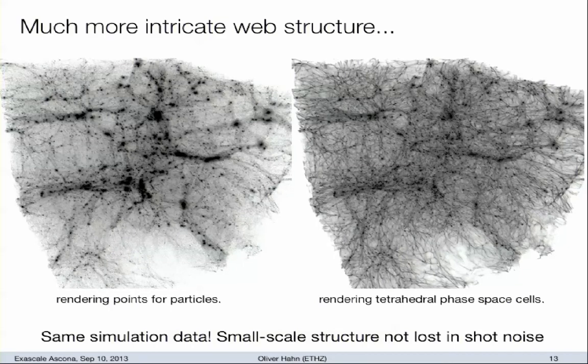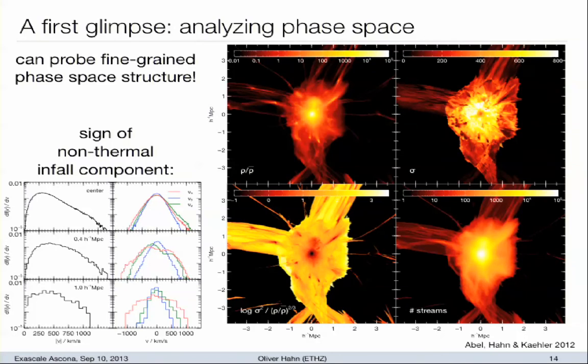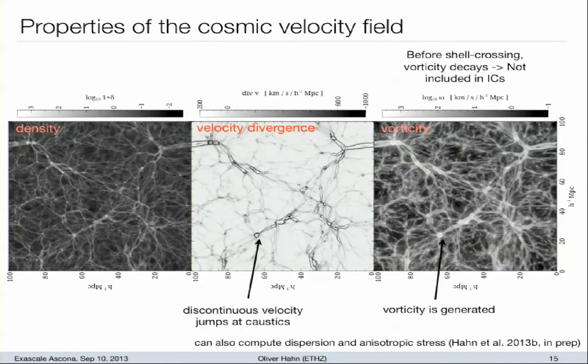Because you have perturbations on all scales, you get filaments on all scales, and all the structure is just lost completely in the shot noise here. So this is great to analyze. We actually now get access to the fine-grained distribution functions, density, velocity dispersion, some kind of entropy estimates. You can compute velocity distribution functions point-wise. You see signs of non-thermal behavior and so on. You can compute velocity fields everywhere in space without having to divide by the density.